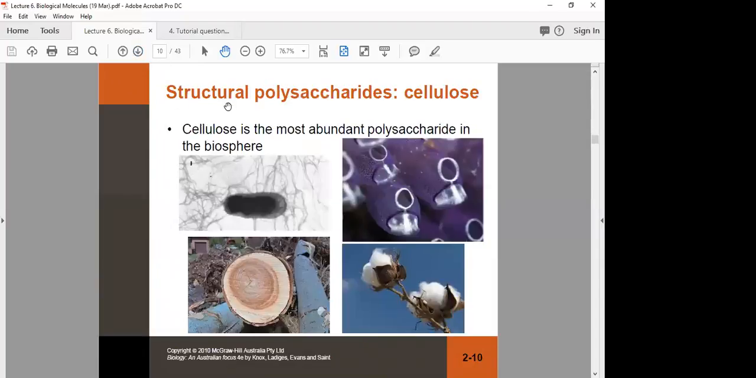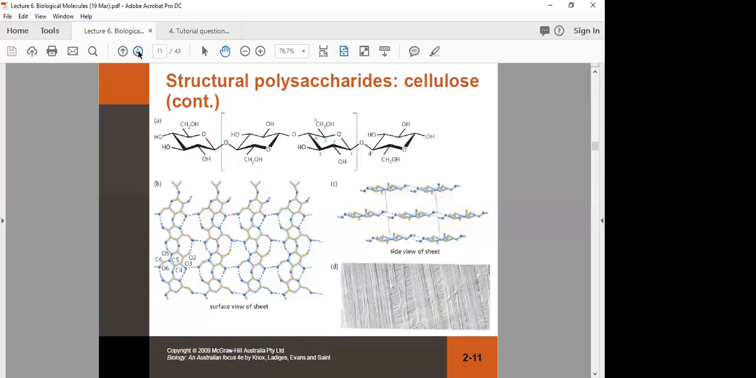Here's our first one, cellulose. Cellulose is a structural polysaccharide. So where might we find cellulose? Well, lots of cellulose in wood. Here we have some cotton fibres. And these are also composed mostly of cellulose. So remember cellulose as a structural polysaccharide.